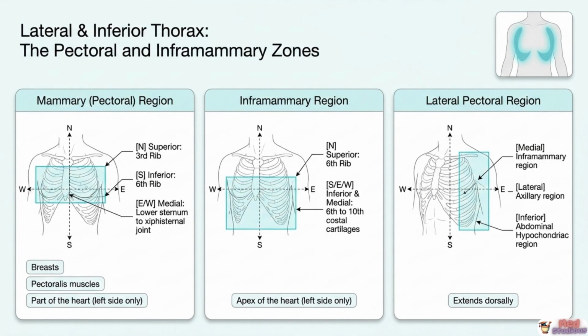We now map the three lateral and inferior thoracic regions, the mammary, inframammary, and lateral pectoral zones, each with precise rib-based boundaries. The mammary or pectoral region spans from the third rib superiorly to the sixth rib inferiorly, with its medial boundary running from the lower sternum to the xiphosternal joint. It contains the breast tissue and the pectoralis major muscle on each side.